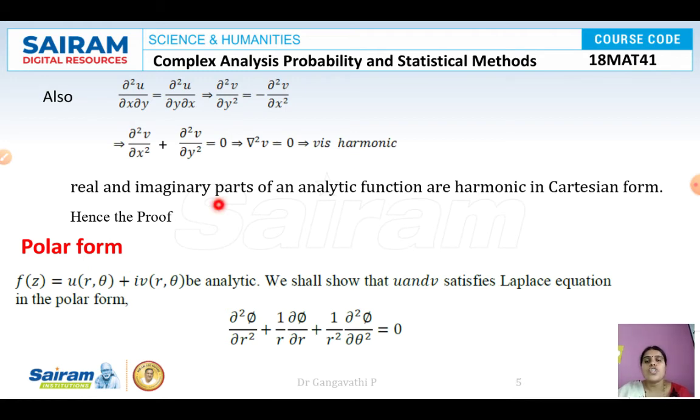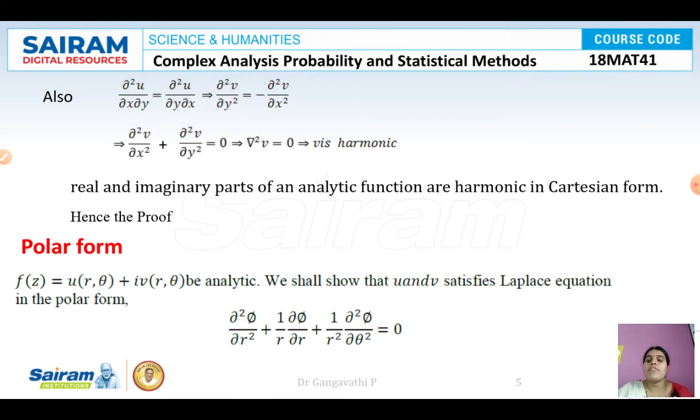So in the previous result we have shown u is harmonic, and here we have shown v is harmonic. U was the real part and v was the imaginary part. Therefore, we can conclude that the real and imaginary parts of an analytic function are harmonic in Cartesian form, since we have considered x and y; u and v are also functions of x and y, that is, in the Cartesian form. So we have proved the result in Cartesian form, and hence the proof. The same thing we need to prove in polar form also.